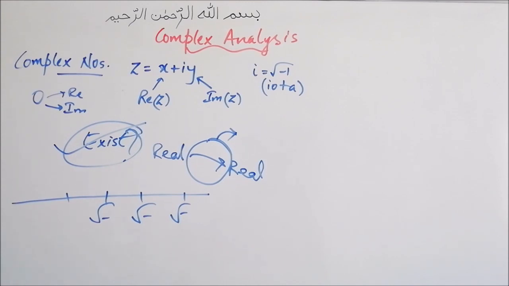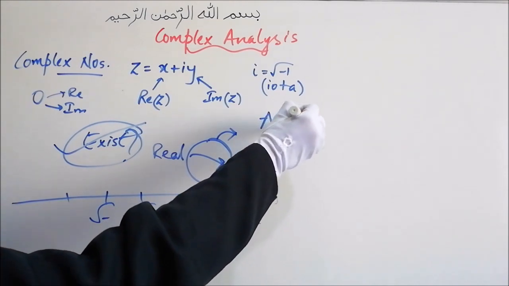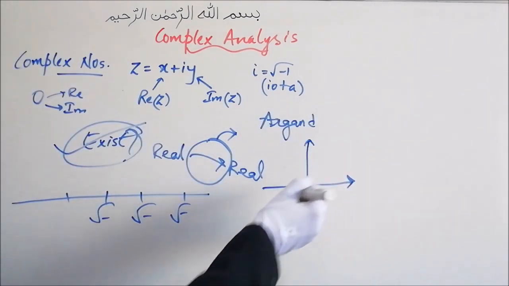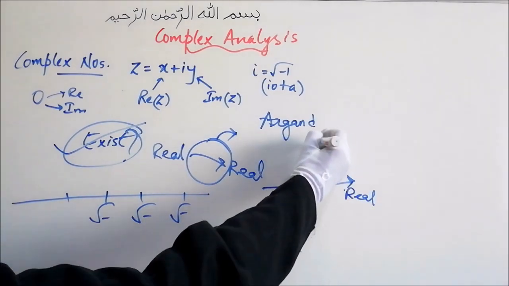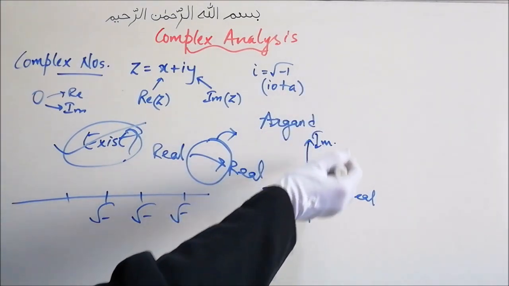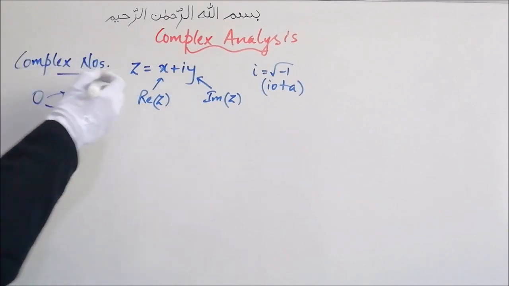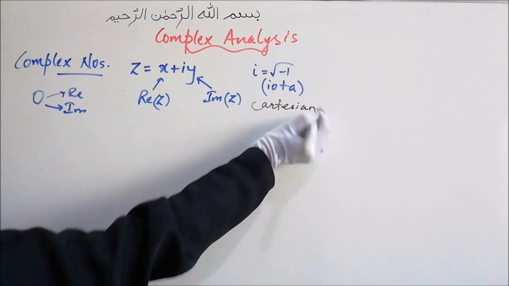And how do we represent these complex numbers geometrically? We use a diagram called the Argand diagram, where the x-axis is the real axis and the y-axis is the imaginary axis. So any point in this plane will be a complex number. Now this is the Cartesian form of the complex number.